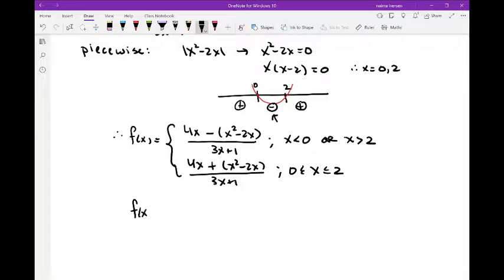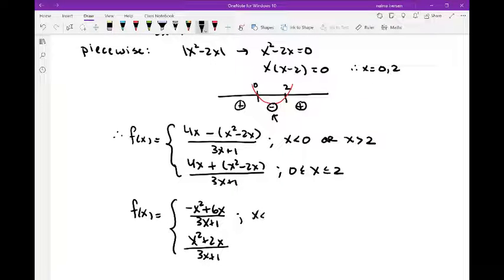I might tidy this up. So when you're finding your f of x, the top would be negative x squared plus 6x divided by 3x plus 1, and the bottom would be x squared plus 2x divided by 3x plus 1. The first is for x less than 0 or x greater than 2, and the second is for 0 less than or equal to x less than or equal to 2.